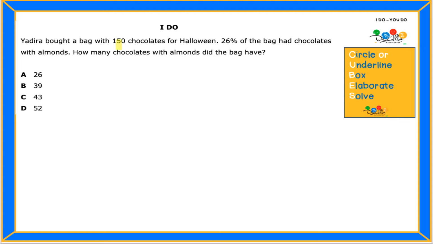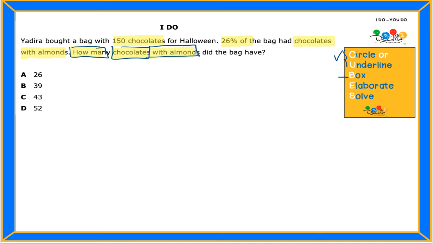Yadira bought a bag with 150 chocolates. That's for Halloween. 26% of the bag had chocolates with almonds. How many chocolates with almonds did the bag have? We circle or underline because we are highlighting. Now we're going to box the question that we need to focus on: how many chocolates with almonds in the bag.